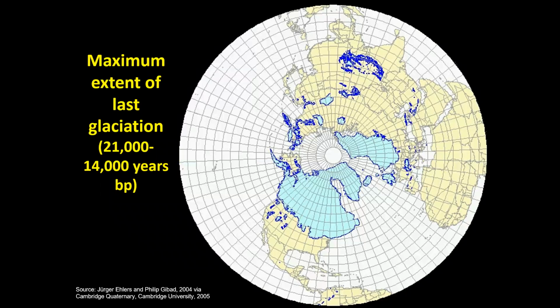Now, one of the things people think about too is the last glaciation, when we had far more glaciers than we have today. And you can see from this depiction of the maximum extent of the last glaciation that most of North America, Greenland, and Northern Europe were covered with ice sheets. The other glaciers were scattered around the world in high regions, especially in the Himalayas. These all melted between 21 and 14,000 years ago.